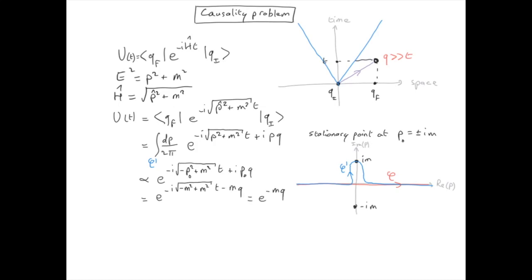Note that this is only proportional to this expression. However, what is important is to note that this is non-zero. So even if it decays exponentially with q, we still have a non-zero probability for a particle initially in qI to end up in qF with a space-like event, and that, of course, breaks causality. We will see later how quantum field theory solves this problem thanks to antiparticles.